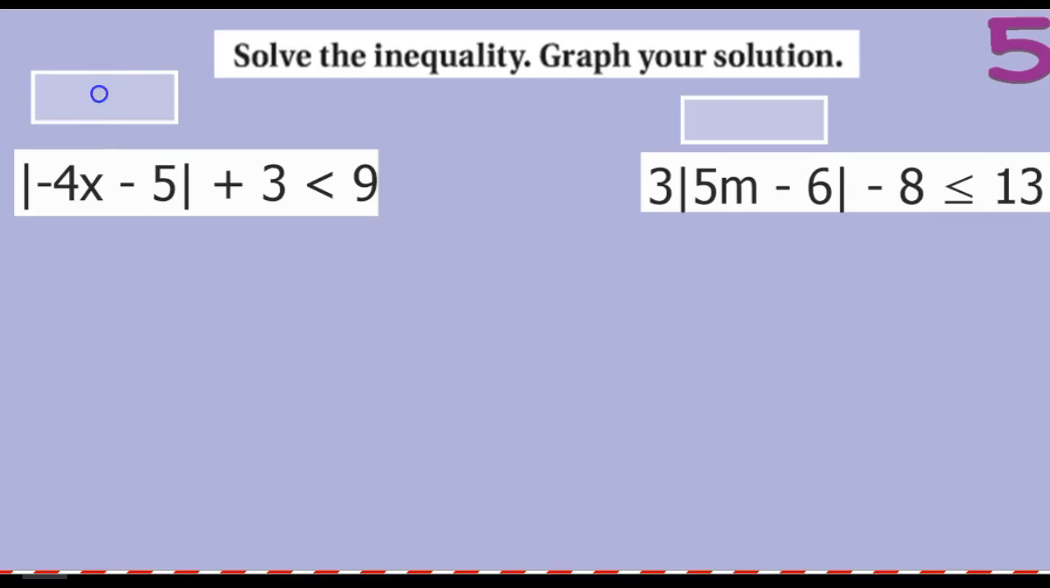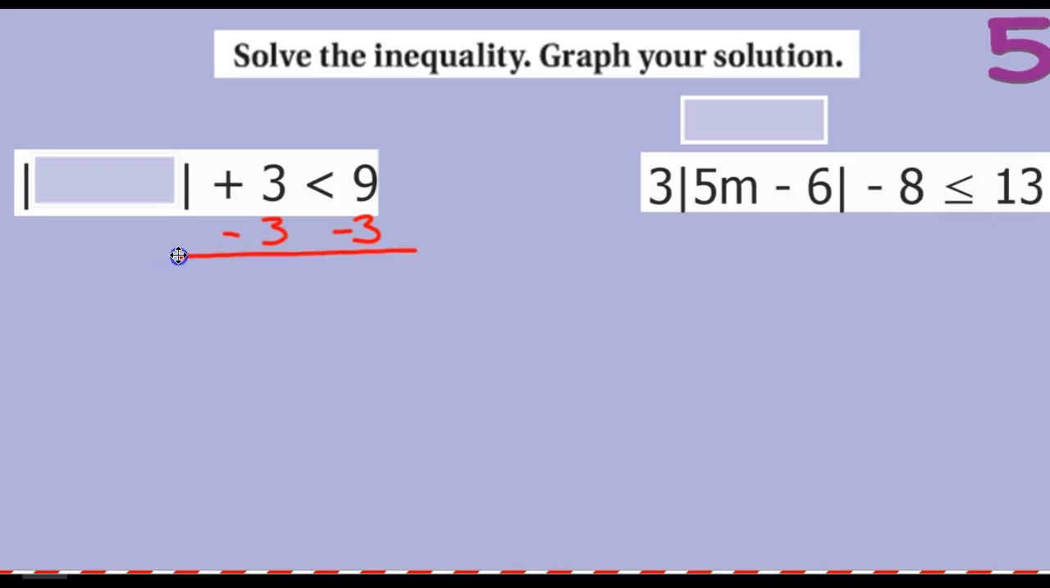Alright, these problems. We have our shower, and this whole problem is like our bathroom. We can't have anybody in our bathroom when we go to take a shower. So we're going to get rid of the thing that's in our bathroom, which is the 3. So I'm going to minus 3 from both sides. So 9 minus 3 gives us 6. We still have the less than sign.